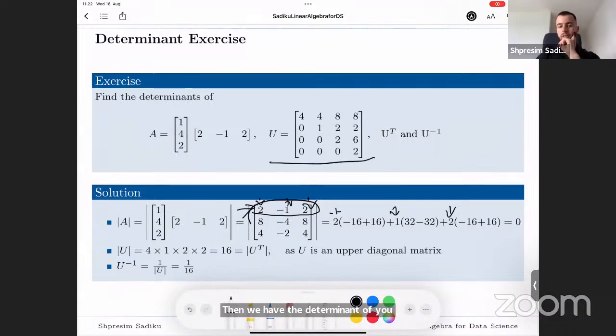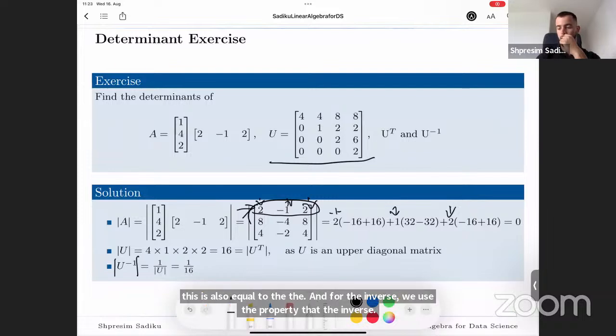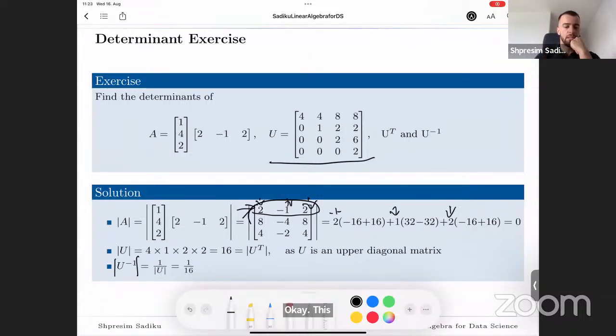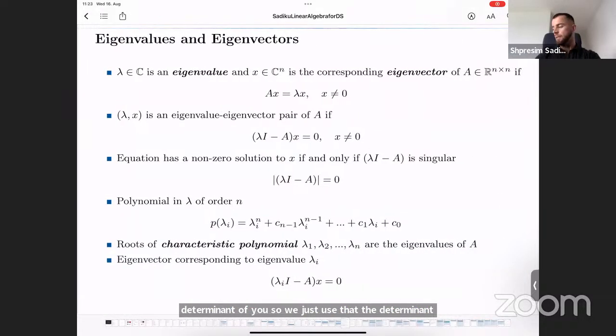As we see from the definition of U, this is a so-called upper triangular matrix because the lower part of this matrix contains all zeros. So how we compute the determinant in this case is we just multiply the diagonal elements. And this is also equal to the determinant of the transpose of U. And for the inverse, we use the property that it is the fraction between 1 and the determinant of U. So we just use that the determinant of U is 16. So this is 1/16. All right.